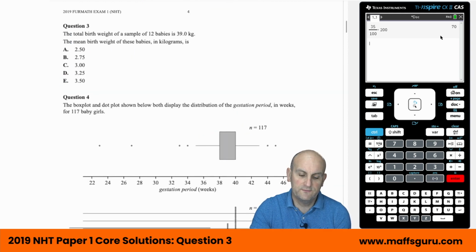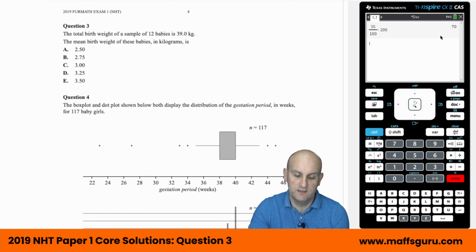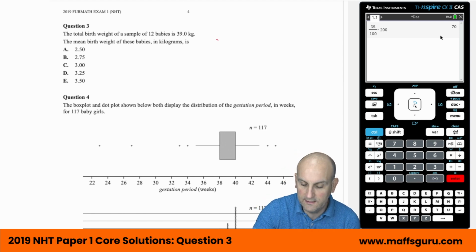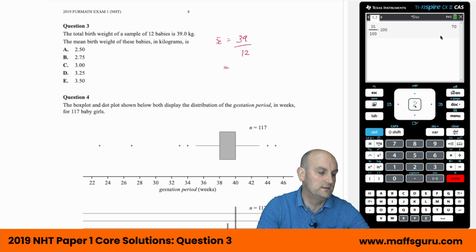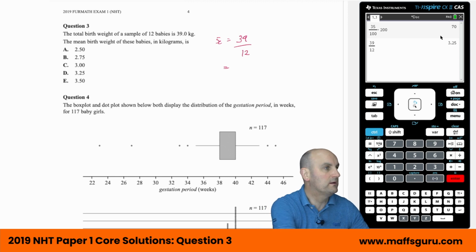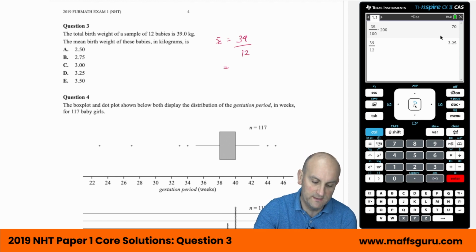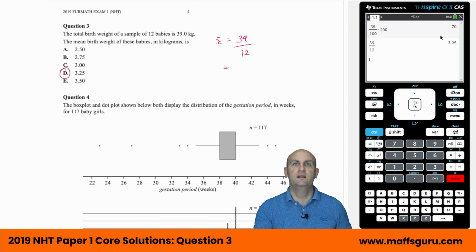The total birth weight of a sample of 12 babies is 39 kilos. The mean birth weight of these babies in kilos is, so that's the total birth weight. When you work out the mean, which is x bar, you take your total, which is 39, and you divide it by the number of babies. So 39 divided by 12, hit Control Enter, and we get 3.25, which gives me D as my correct answer. It's weird really, because that question seems overly simple.